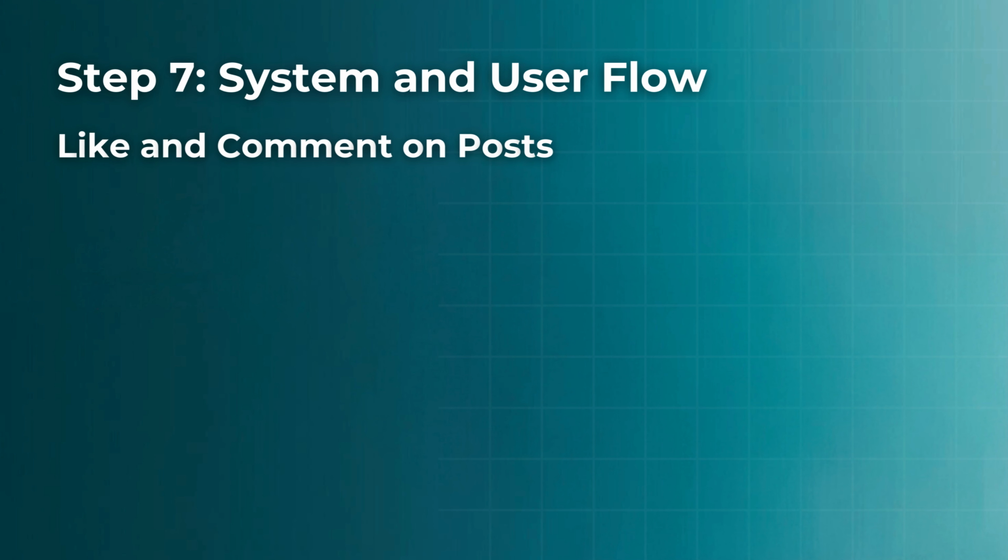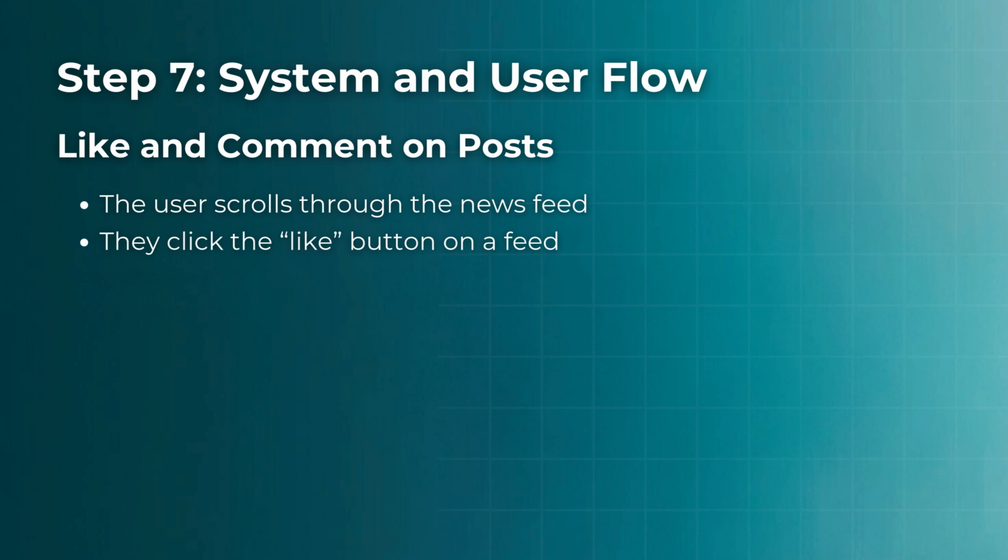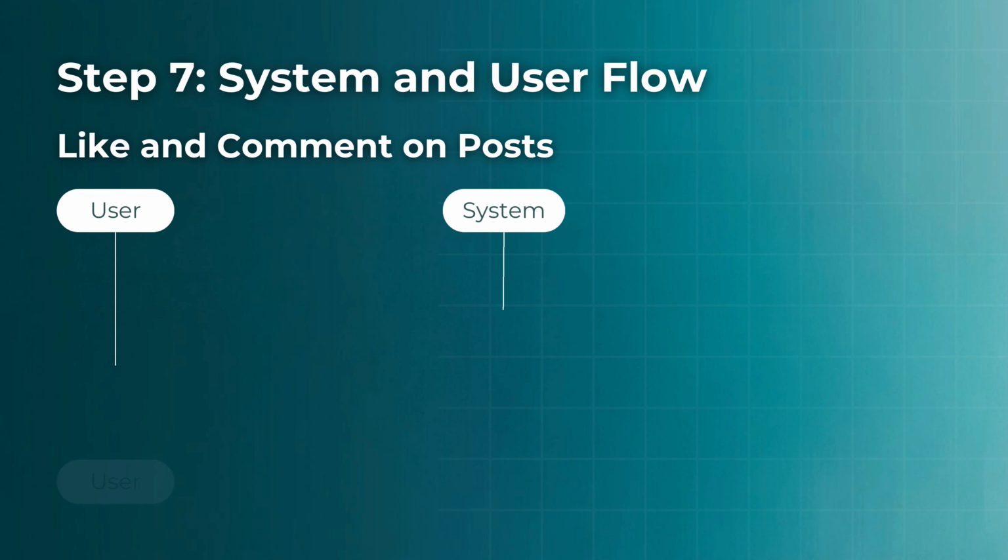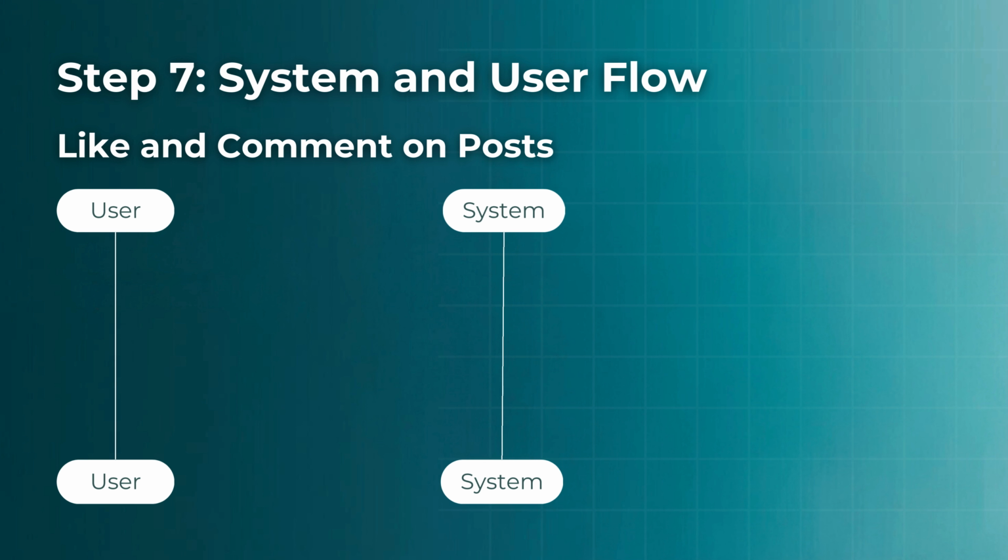Alright, now let's talk about the like and comment features. These are the heart and soul of engaging with posts on our platform. First, let's look at what the user does. It all starts with browsing. The user scrolls through the news feed, checking out posts that catch their eye. When they find something they love, they click that familiar like button to show their appreciation. If they have more to say, they can add a comment to share their thoughts, feedback, or maybe just a quick emoji. Now, let's see how the system makes all of this work behind the scenes.